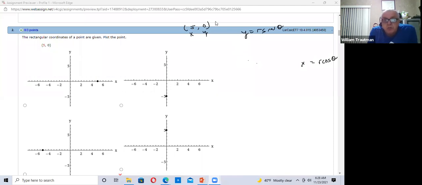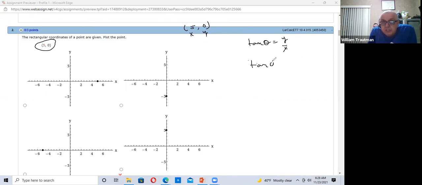So I'm going to delete those. We don't need these, I don't believe. We are going to switch from rectangular to polar. Rectangular to polar, we should be using tangent theta equals y over x.